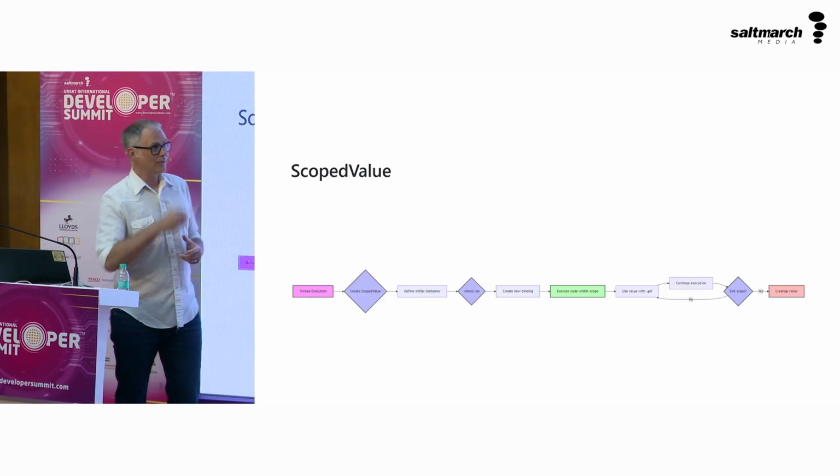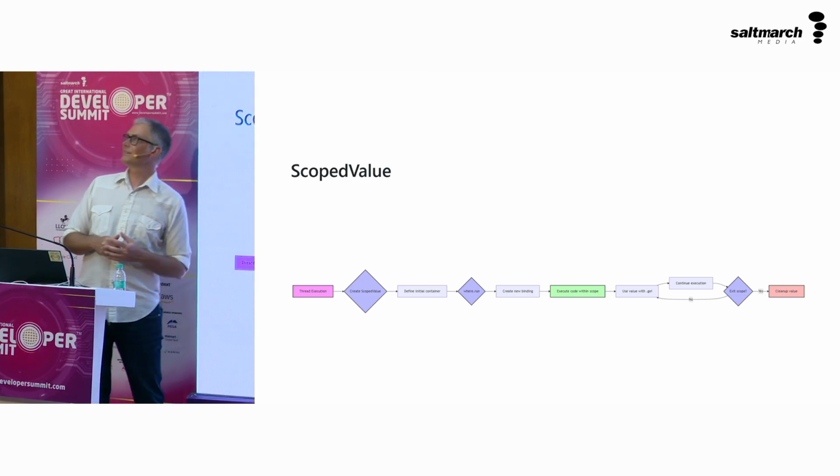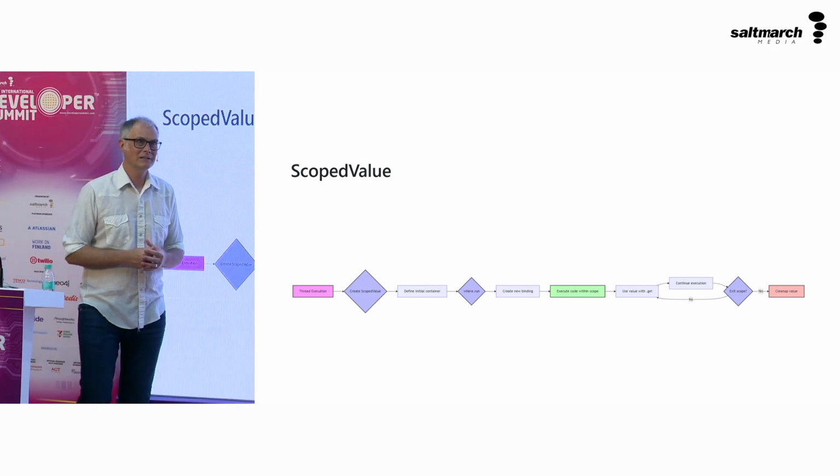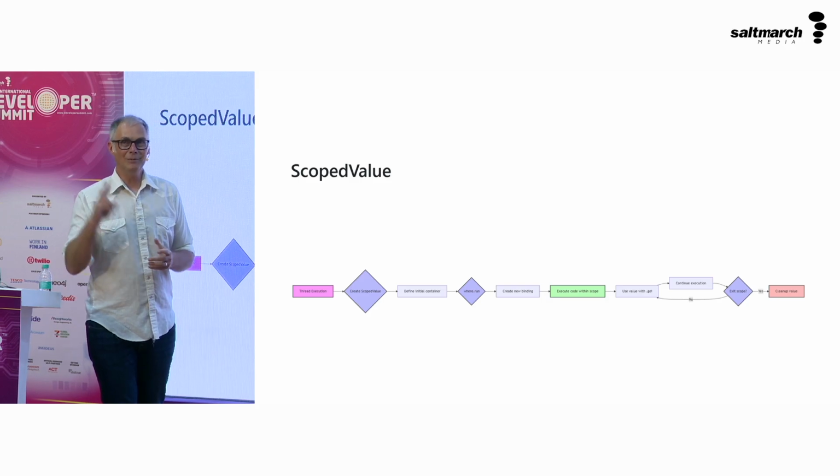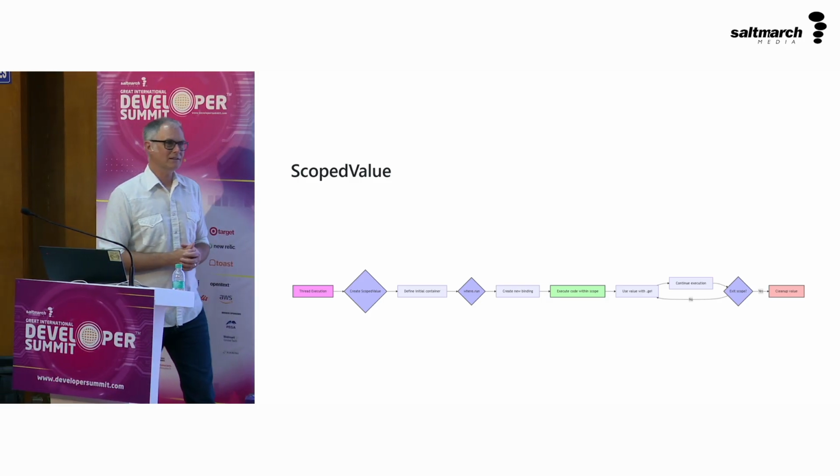Okay, let's talk about scoped values real quick. How much time do I have left? Like a timer? 2 minutes. What was that? 2 minutes. Perfect. Okay.